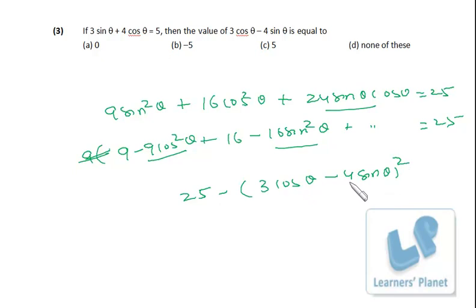Because 3 into 4, 12 into 2, once again you'll be getting the same thing since I have taken minus outside the bracket. So it will be minus 9 cos square theta minus 16 sin square theta plus this. So minus I have taken common. So this is positive, then this will be negative. So 3 cos theta minus 4 sin theta whole square is equal to 25. So this is cancelled. That means this expression is nothing but equal to 0.